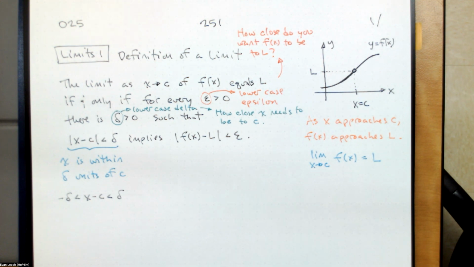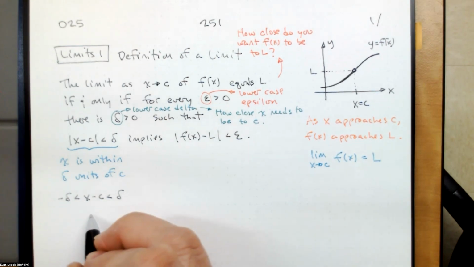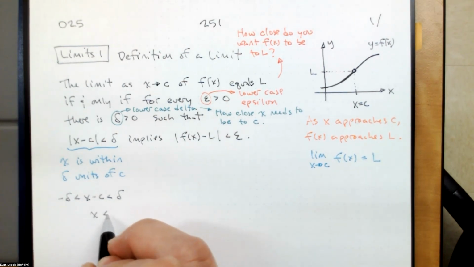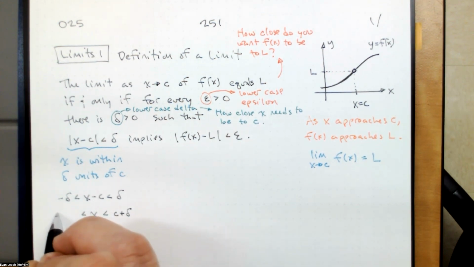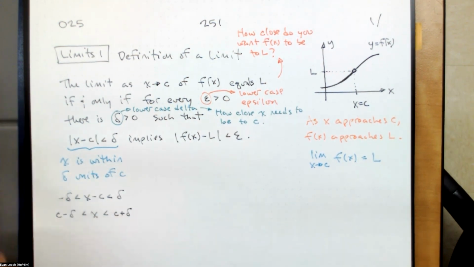If we add C all the way through, we can see C is that base, and then we're either subtracting delta or adding delta. So x is less than C plus delta and greater than C minus delta. x is C plus or minus delta.